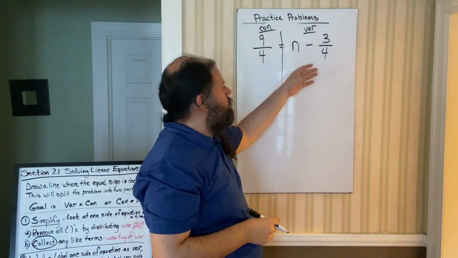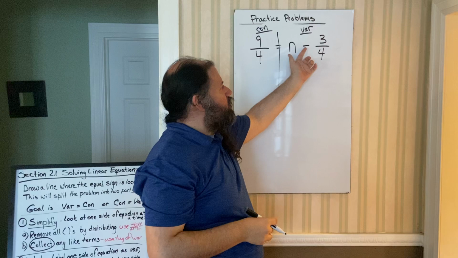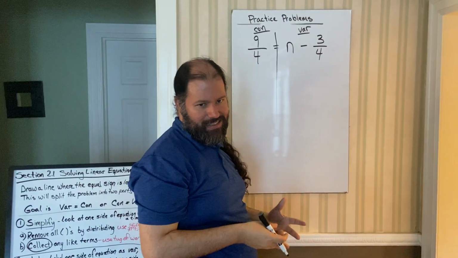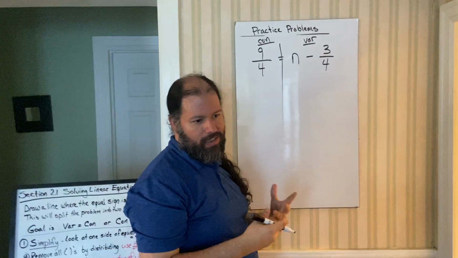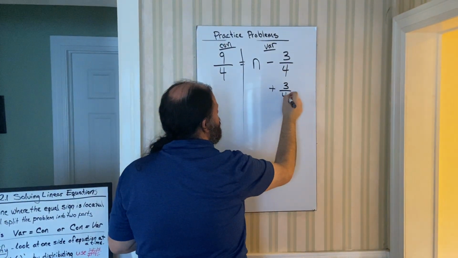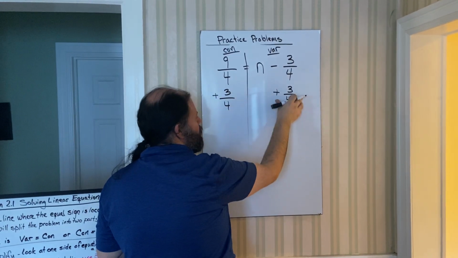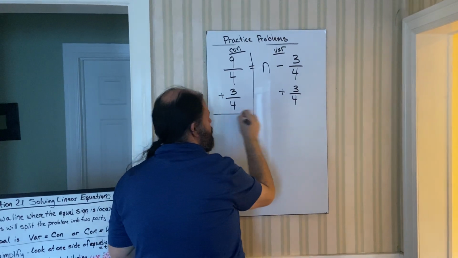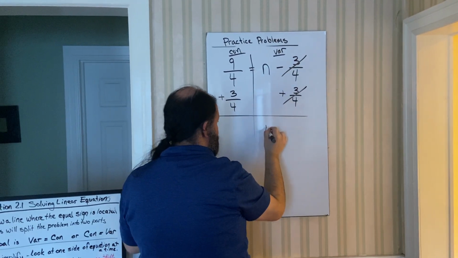Now, notice this is your variable. This, since it's subtracted, is a constant. So to move it, because we have a constant side, we do the opposite. So you're going to add 3/4. Add 3/4. Remember, whatever you do to the right, you have to do to the left. A negative 3/4 and a positive 3/4 cancel out because they're inverses.